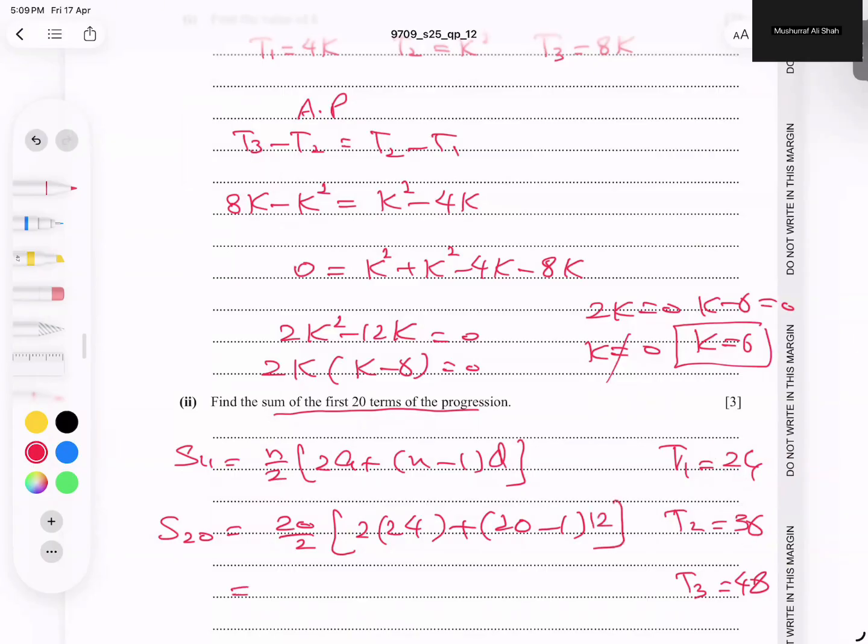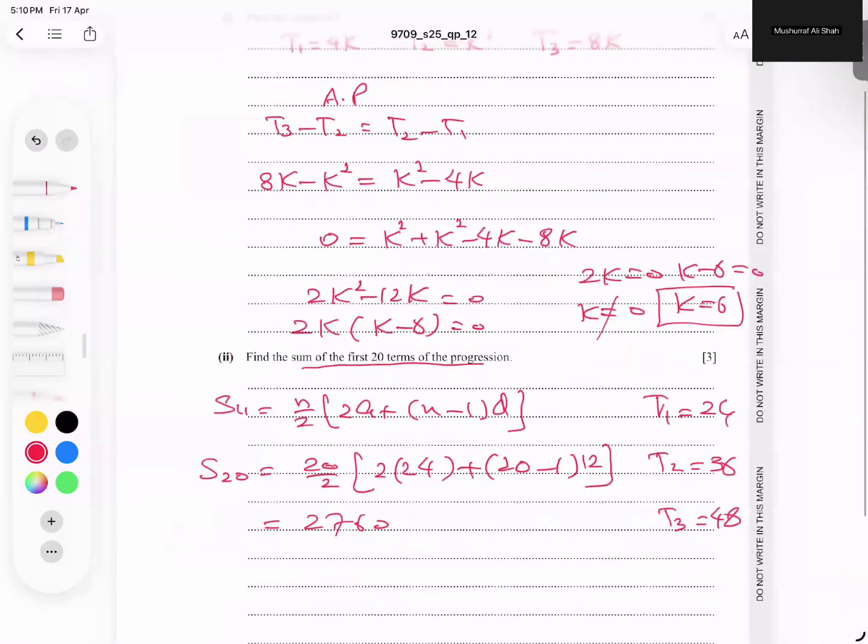The rest is just a matter of typing in the calculator. Outside is 10, and in the bracket I got 48 plus 19 times 12. And the sum coming is 2760. So I hope this part is nothing hard, easy. And let's go for the next part on the next page.